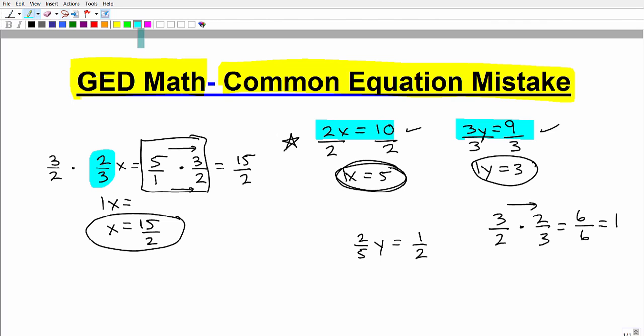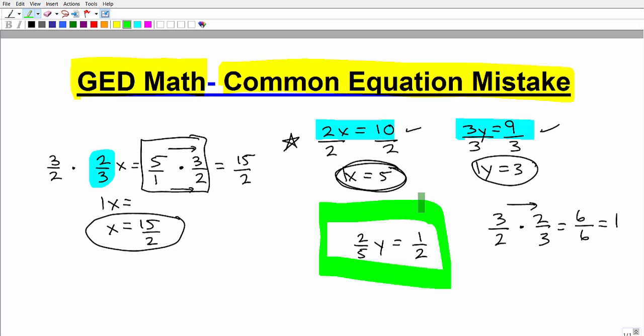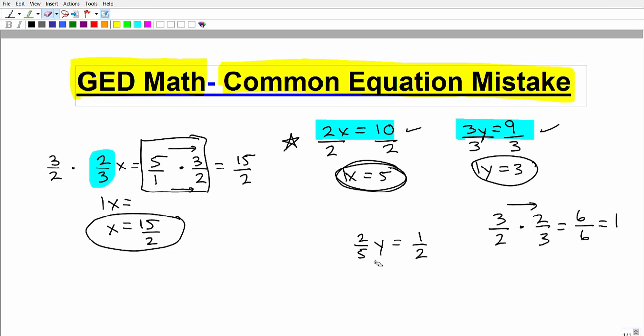So let's go ahead and do this last example right here. I always feel it's good for you to pause the video and see if you can do it on your own before I go over it. Okay, so let's go ahead and do it here.